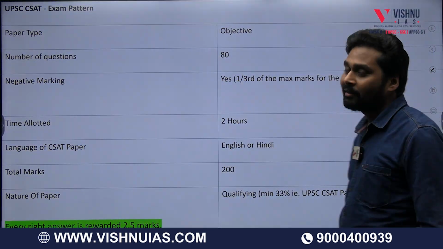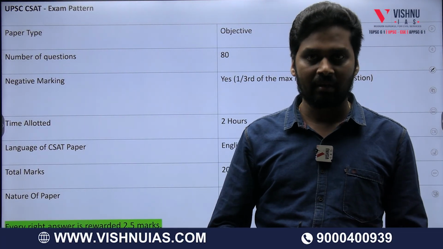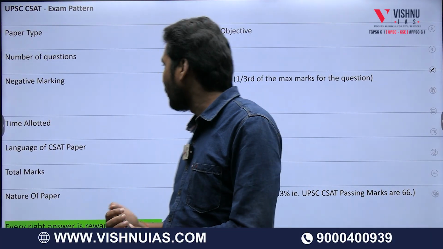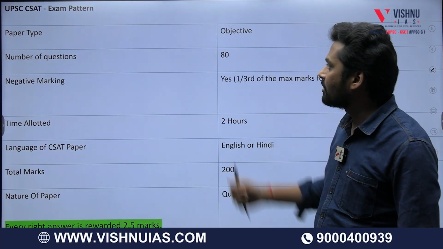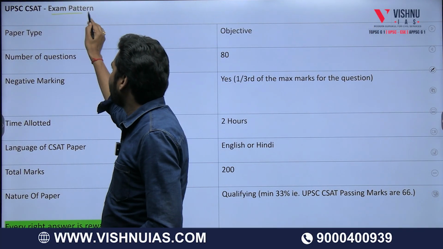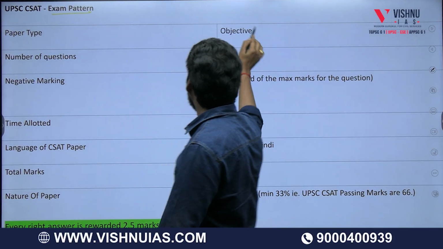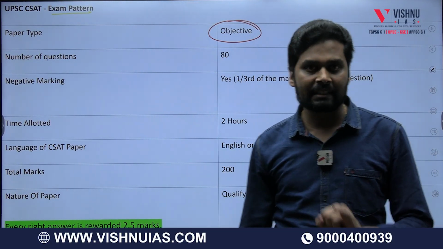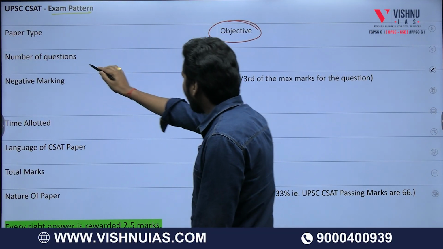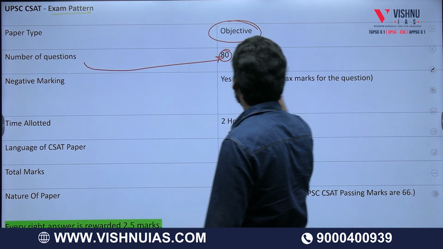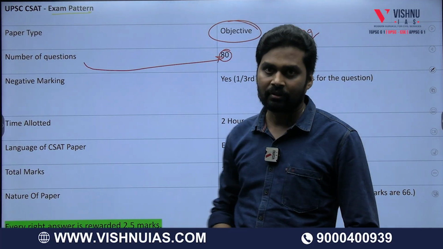Next, let us look at the exam pattern of CSAT. This is the most important thing. If anybody has no idea about what CSAT is and how the exam pattern works, then you can see the exam pattern for UPSC CSAT. Basically, it is an objective type, not descriptive. The total number of questions is 80. So we have 80 questions in CSAT.